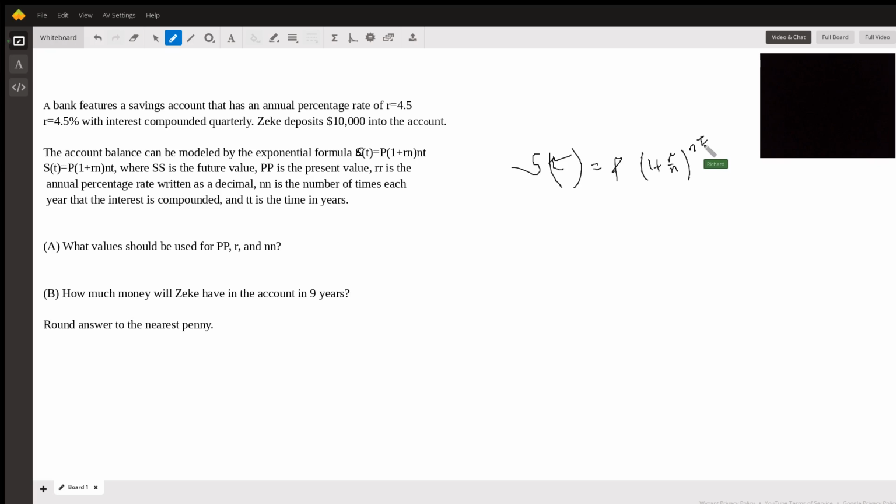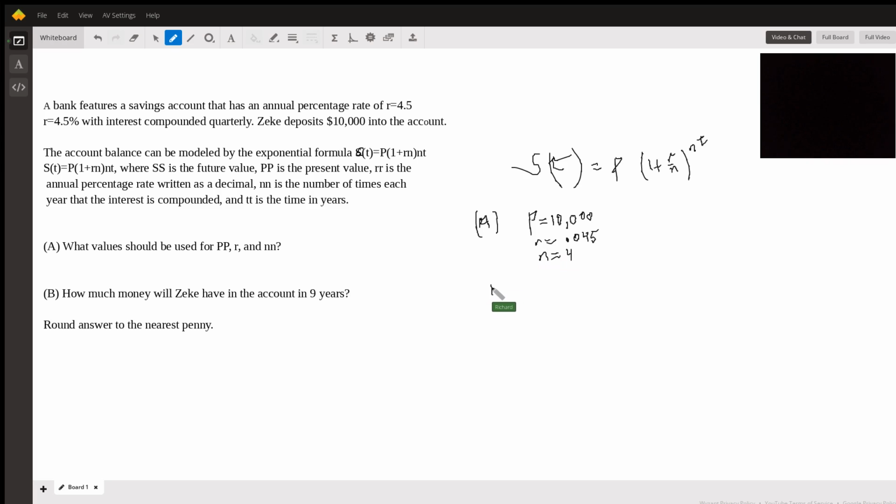So this is very important, and this is a formula I use all the time, and I think it's a formula that everyone should know. So answering part A here, we're going to say that P here is the initial amount that's put in, so that's 10,000. R is 0.045. That's 4.5% per year interest, but it's compounded 4 times a year, so N is 4. Okay, so that's part A.